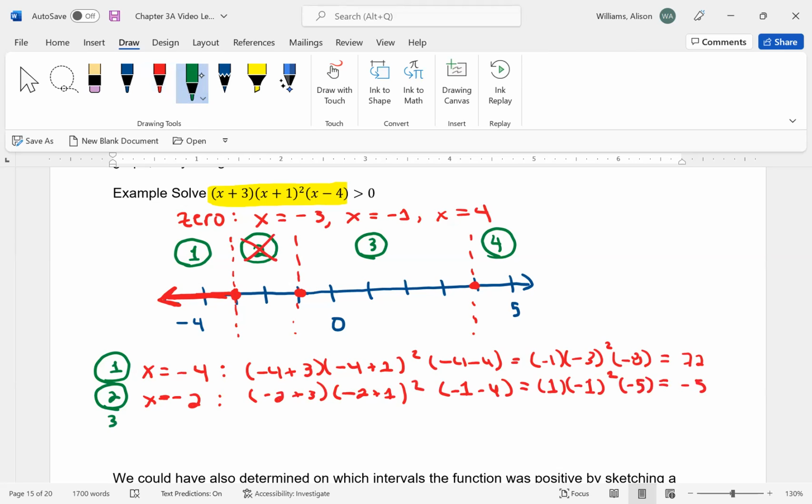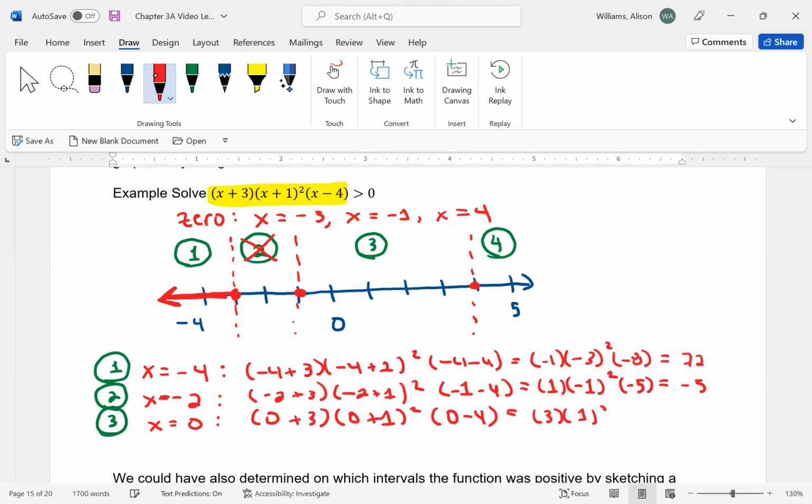Okay, region 3. Let's pick a number in between -1 and 4. 0 is my favorite number. I always pick it whenever I can. It makes my life easy. So I'm going to pick 0 since it's in that region. And we have lots of options. You could have picked others, but 0 is the nicest. Okay, so let's see. We get 3, 1 squared, and then 0 minus 4 is -4.